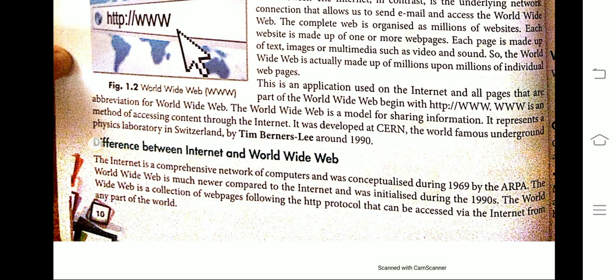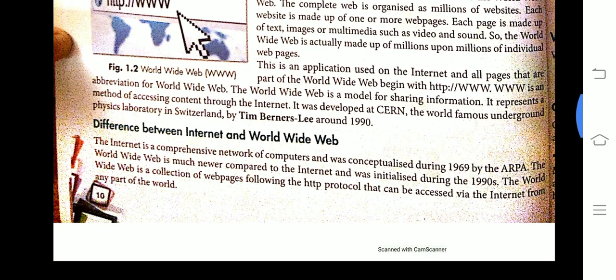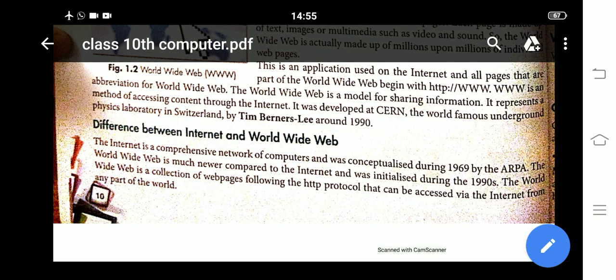We already discussed in previous classes that the World Wide Web is an interconnection of millions of web pages which are stored in different computers and locations. This is an application used on the internet, and all pages that are part of the World Wide Web begin with HTTP, Hypertext Transfer Protocol. Then we start with www. Triple W is the abbreviation for World Wide Web.